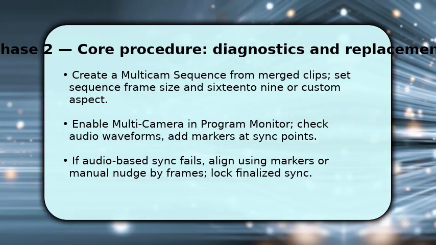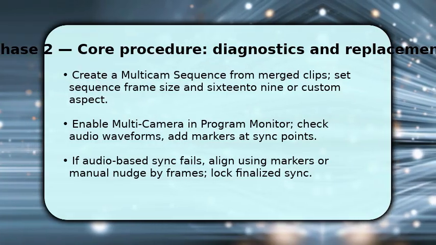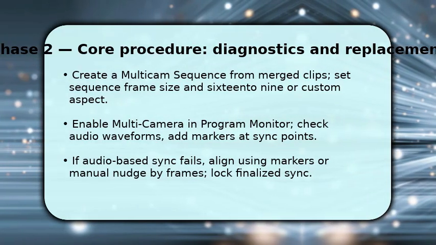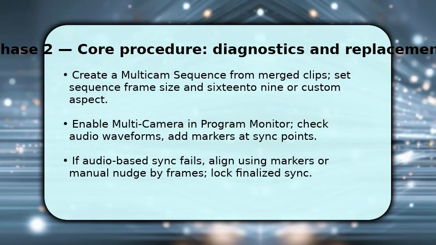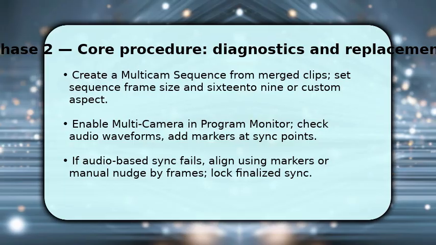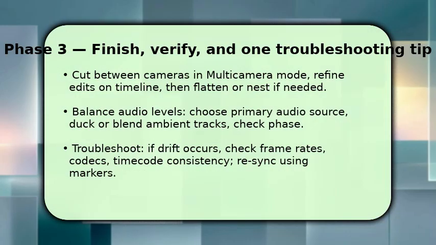Add markers on clear transients for reference. If automatic audio matching stumbles, use your markers or nudge clips a few frames until the waveform peaks. Finish by performing live cuts in multi-camera mode, then tidy trims on the timeline for pacing.